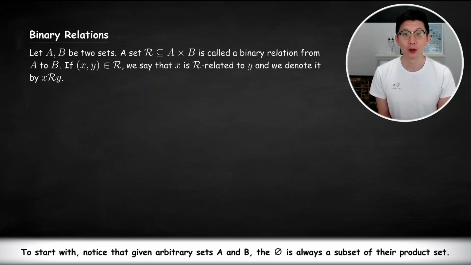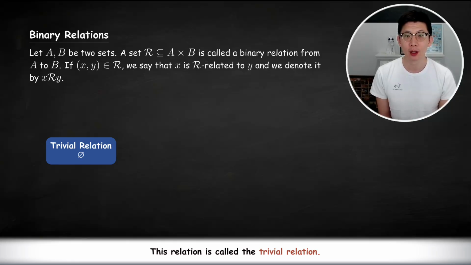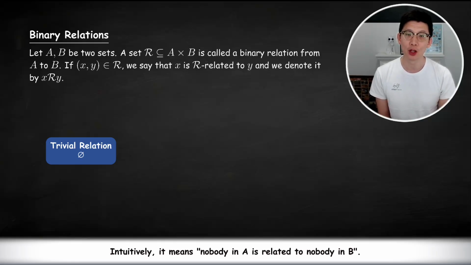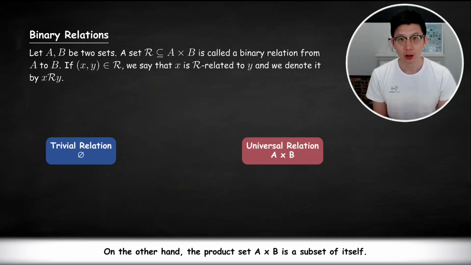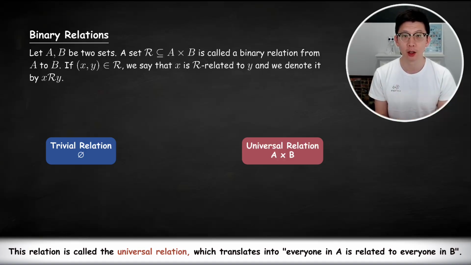To start with, notice that given arbitrary sets A and B, the empty set is always a subset of their product set. That is, the empty set itself is always a binary relation from A to B. This relation is called the trivial relation. Intuitively, it means nobody in A is related to anybody in B. On the other hand, the product set A cross B is a subset of itself. Thus, it also determines a binary relation from A to B. This relation is called the universal relation, which translates into everyone in A is related to everyone in B.